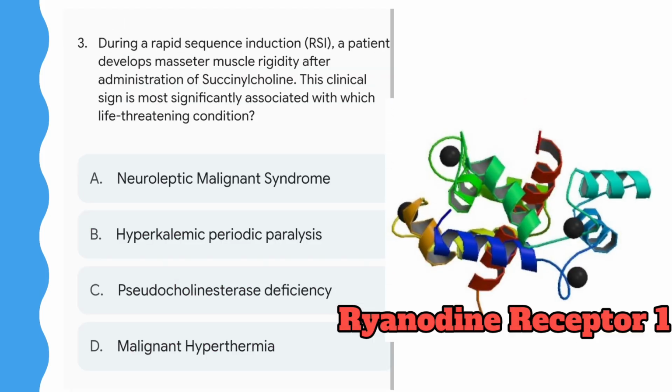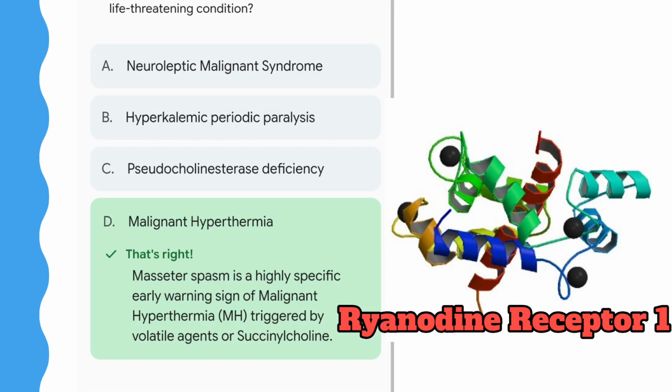During a rapid sequence induction, RSI, a patient develops masseter muscle rigidity after administration of succinylcholine. This clinical sign is most significantly associated with which life-threatening condition? Options are: option A, neuroleptic malignant syndrome; option B, hyperkalemic periodic paralysis; option C, pseudocholinesterase deficiency; option D, malignant hyperthermia. The correct answer is malignant hyperthermia. Masseter spasm is a highly specific early warning sign of malignant hyperthermia. It is triggered by volatile agents or succinylcholine. So, next question. Question number 4.